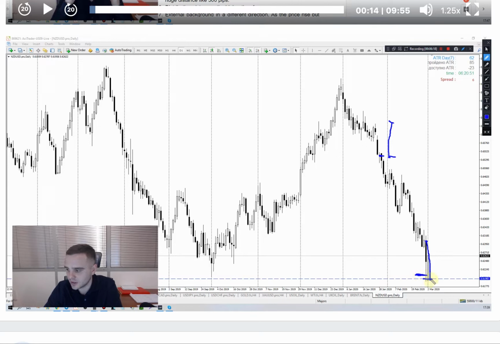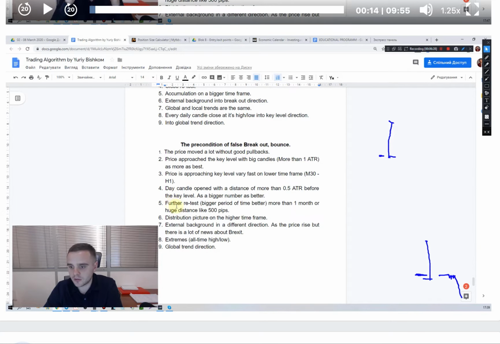Nearly key level here. And for big players, it's so easy to break down this key level when price closes. The next one: further retest, a bigger period of time, more than 1 month, or a huge distance like 500 pips.